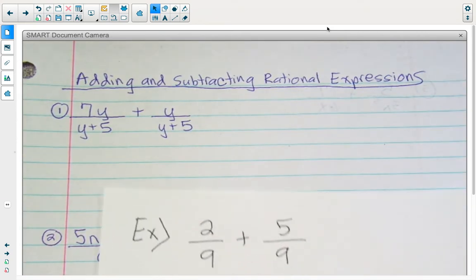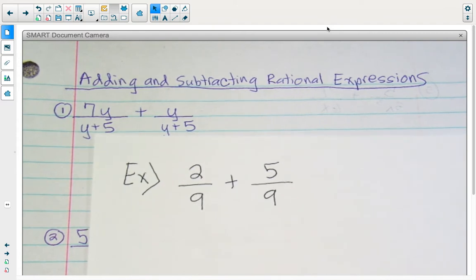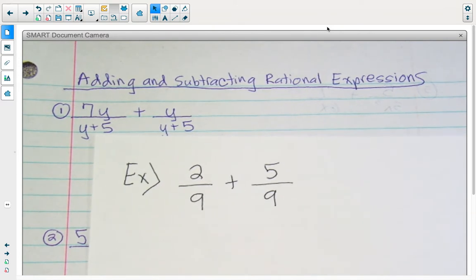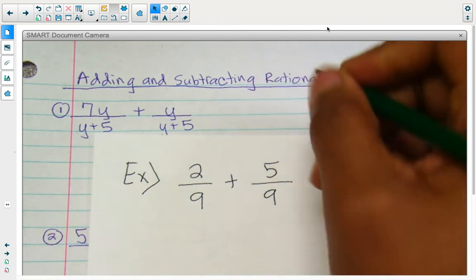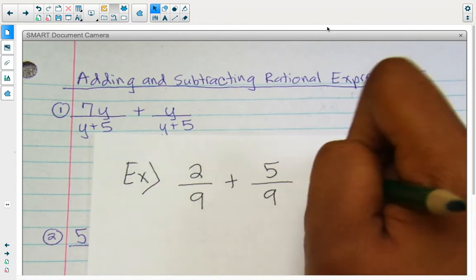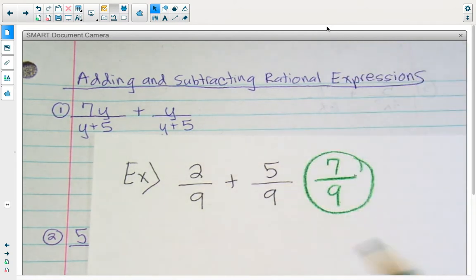So let us add 2/9 plus 5/9. When you're adding and subtracting fractions, your denominator has to be the same. So once you're adding and subtracting, if the bottom part of your fraction is the same, you just add or subtract your numerators. So for this particular problem, 2 plus 5 is 7, and then you write the 9 down. The 9 just stays where it is, and then 2 plus 5 is 7.